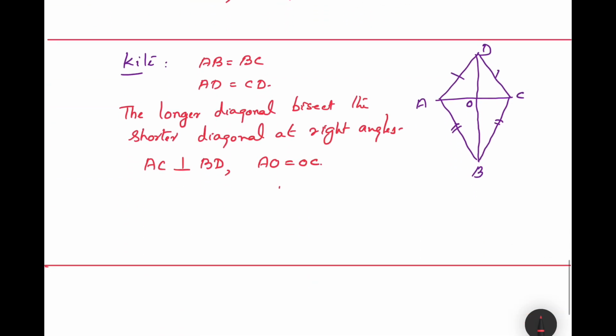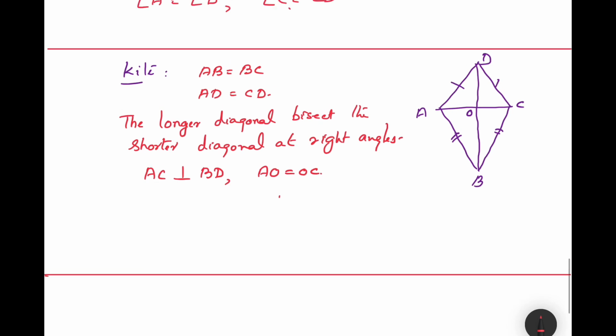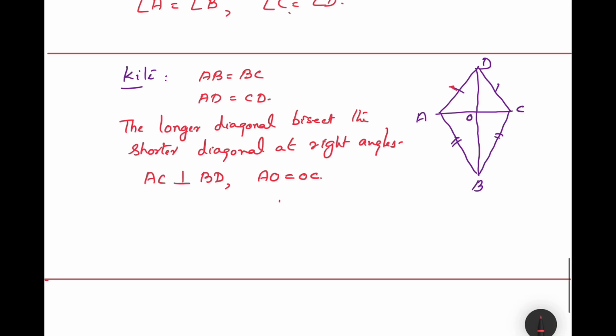Now, coming to kite, no pair of sides are parallel, but AD is equal to CD, and AB is equal to BC, then it is called a kite.